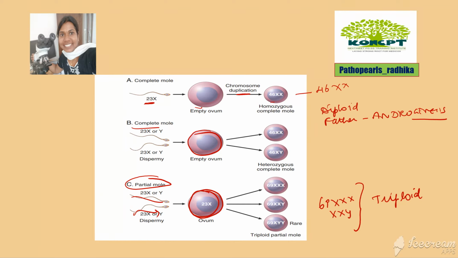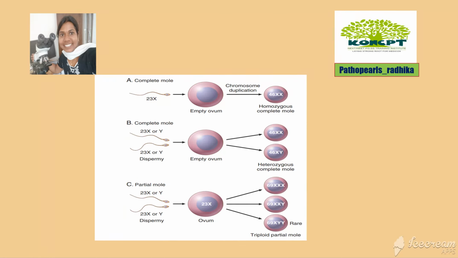So what's the difference between partial mole and complete mole? In partial mole, some normal villi can be present and some can be hydropic, whereas in complete mole, all the villi are hydropic. You can get some fetal parts in partial mole, whereas in complete mole, you don't see any fetal parts. And partial mole is triploid, whereas complete mole is diploid and the genetic material is completely from the father. So this is about partial mole and complete mole.